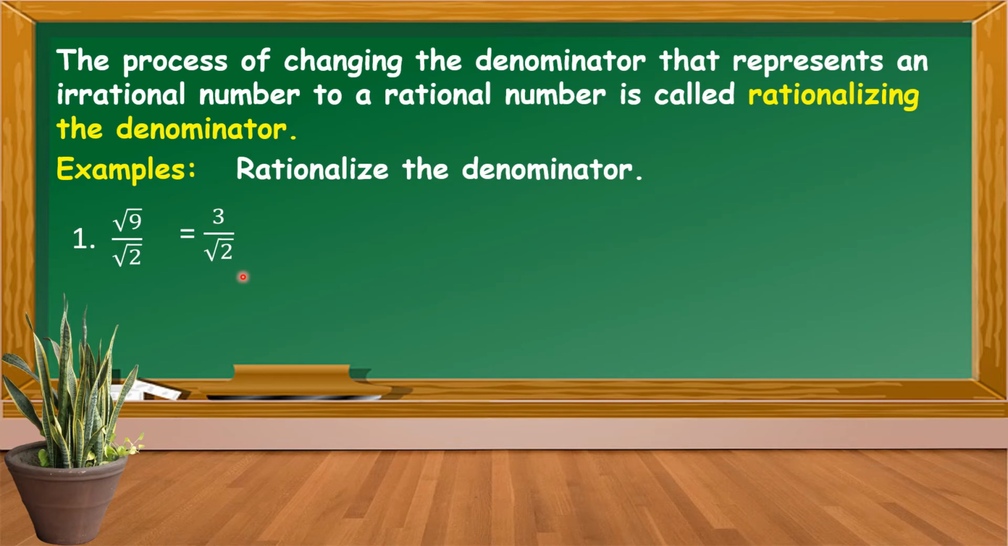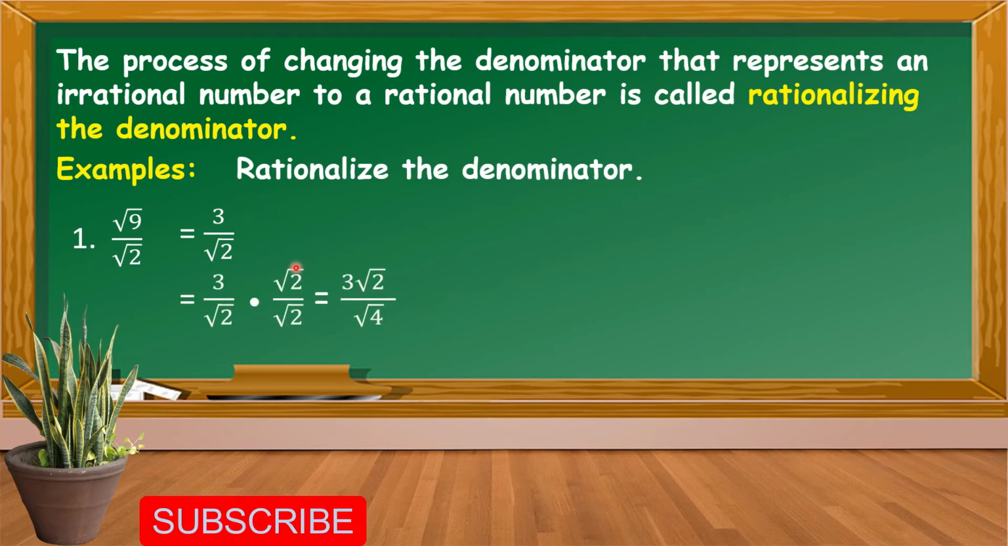Now, how to rationalize is we are going to identify our denominator, that is square root of 2, and we will multiply it to our numerator and denominator. So we have 3 times square root of 2 over square root of 2 times square root of 2. Again, our denominator is square root of 2. So, kopyahin siya, i-multiply siya sa 3, then i-multiply siya sa square root of 2. So, our answer would be 3 square root of 2 over square root of 4. Asa nakuha yung 4? From 2 times 2.